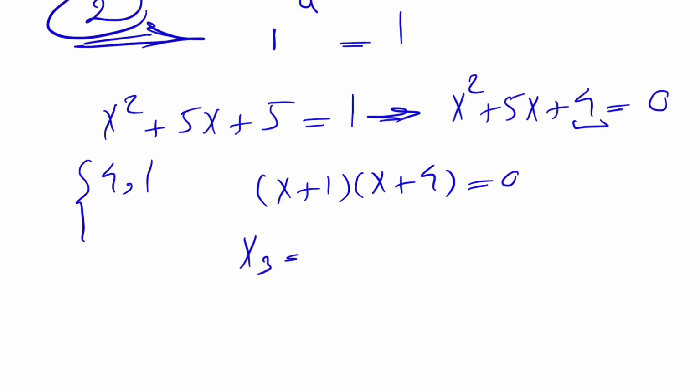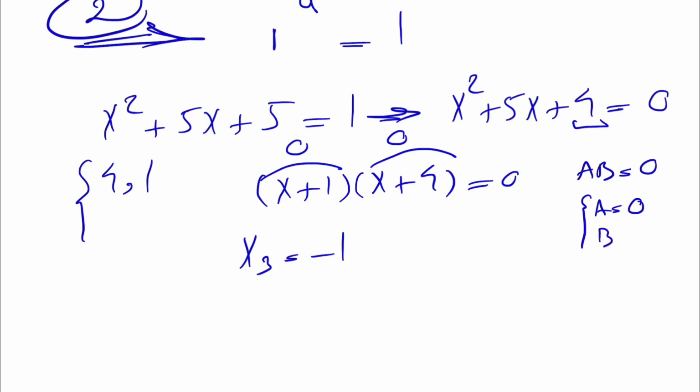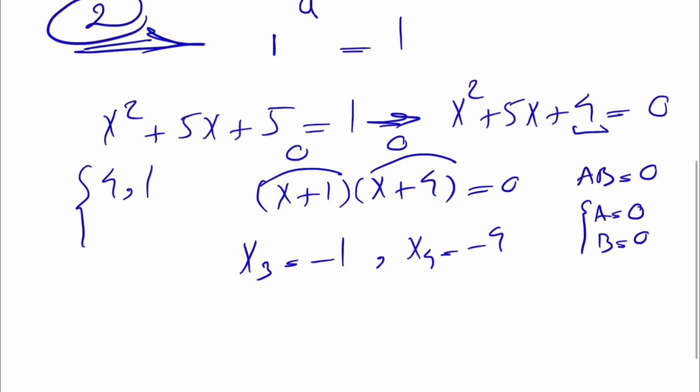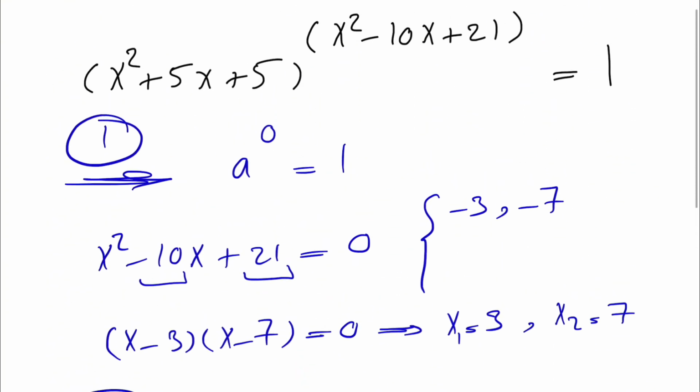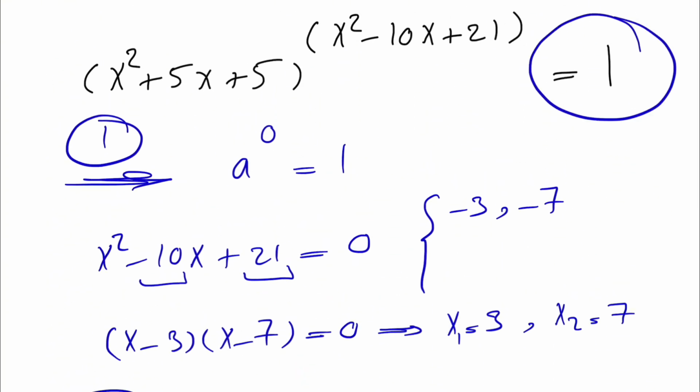So the third answer will be minus 1, when x plus 1 is equal to 0. Or, when we have ab equal to 0, that means a is 0 or b is 0, so x plus 4 equals 0. That means our fourth answer can be minus 4. So those are the two conditions that we have to get the number 1.